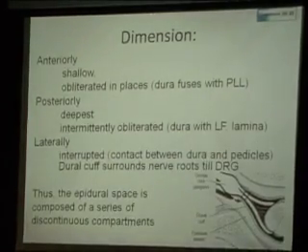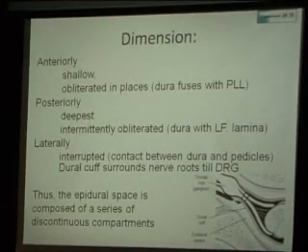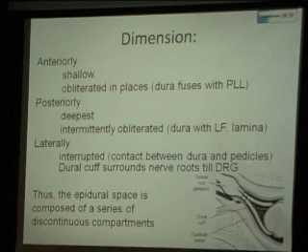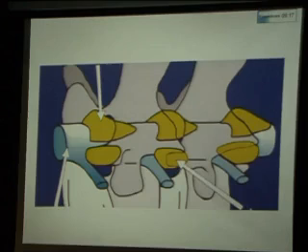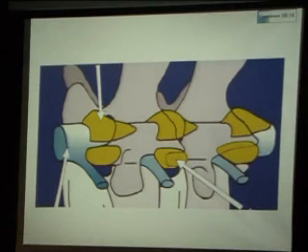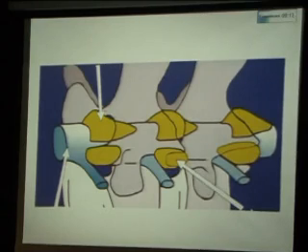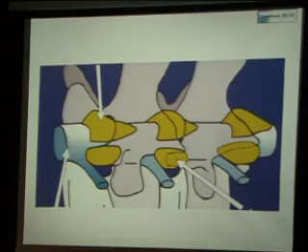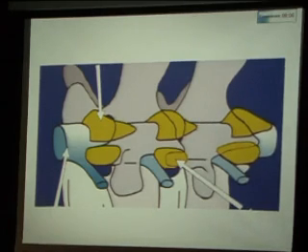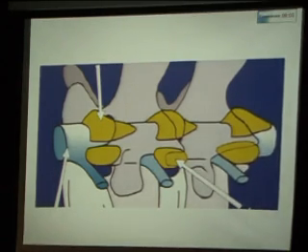Dimension of the space is anteriorly it is very shallow, posteriorly it is deepest, and laterally it extends as far as the dorsal root ganglion, in the form of a dural cuff along the nerve roots. And you will appreciate that it is obliterated in spaces all around. So as a result, this space is composed of a series of discontinuous compartments which tend to open up as we inject local anesthetic solution, just like two sheets of polythene stuck together, and as we inject fluid into it, they open, and the larger the volume injected, the more homogeneous is the spread.